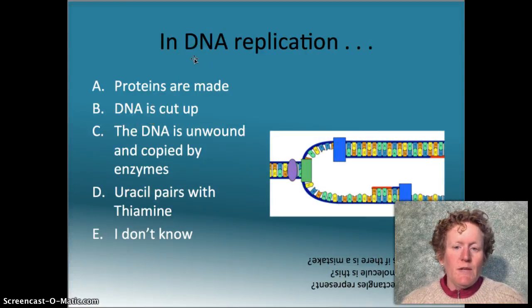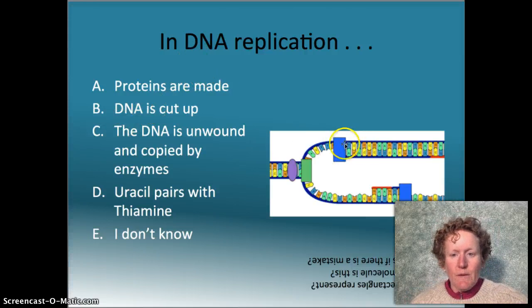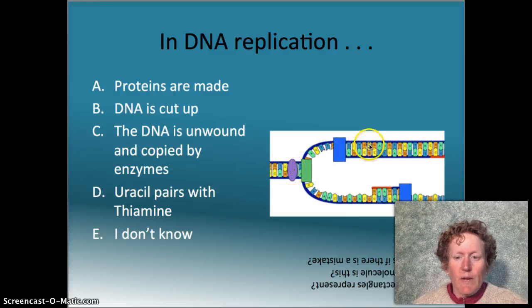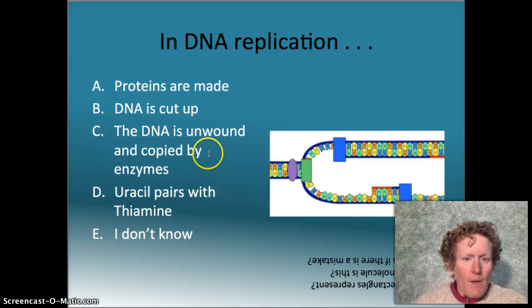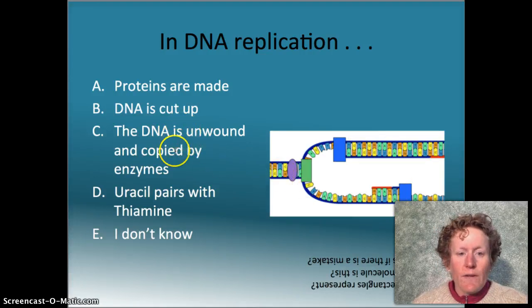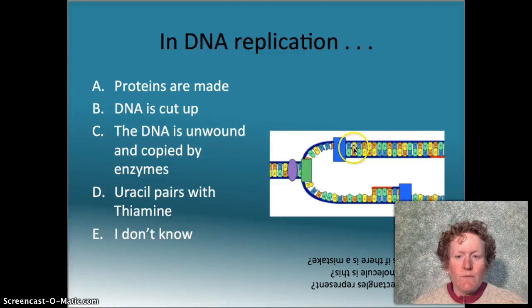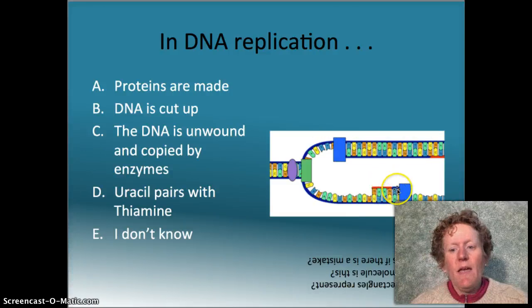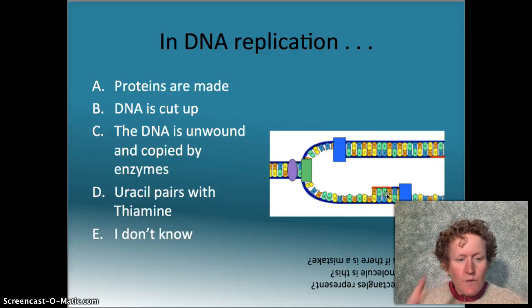In DNA replication, what happens? Here's a picture. We can see that this double-stranded DNA molecule is being split open, and 2 other double-stranded molecules are being created. And since we know that 2 other double-stranded molecules are being created, we know that DNA is unwound and copied by enzymes. We know this is replication. This is making a copy of DNA because there are 2 double-stranded copies being created.